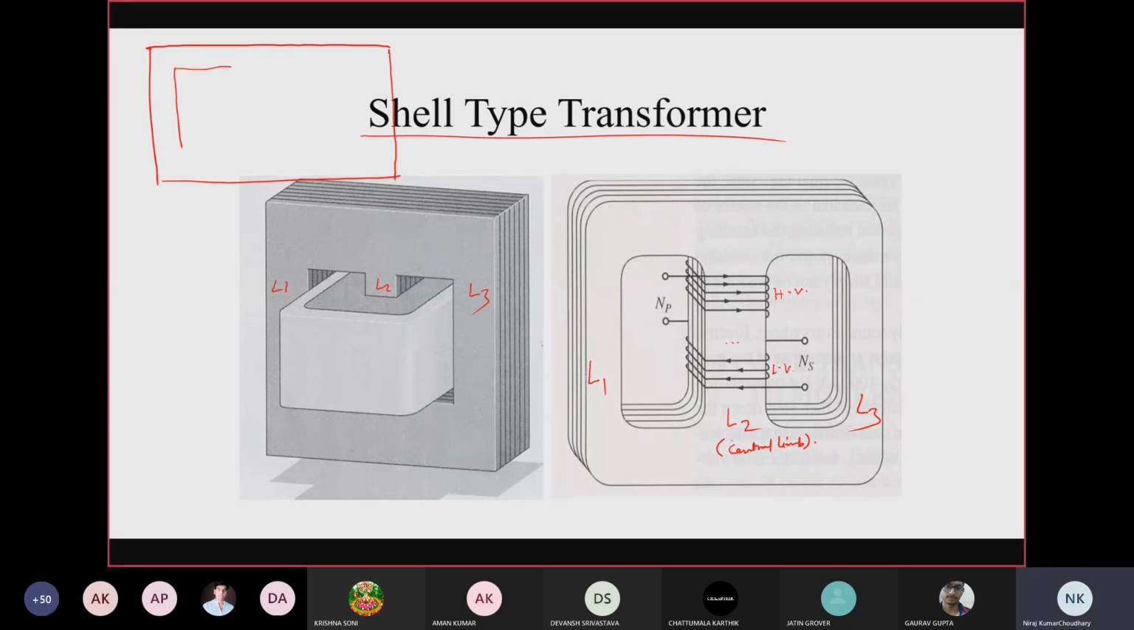Let us draw the two windows. The thickness of the central limb is more compared to the two outer limbs, because when the winding is wound on the central limb, the flux will be generated and this flux will be distributed in these two paths. Now you know that phi is equal to BA, right? So if phi is the flux generated, this will be phi by 2 and this will be phi by 2. So you can see that the flux is more in the central limb, therefore the area of cross section of the central limb will be more.